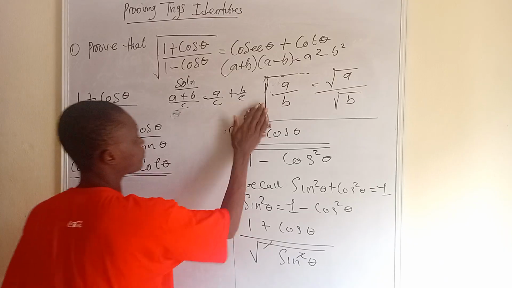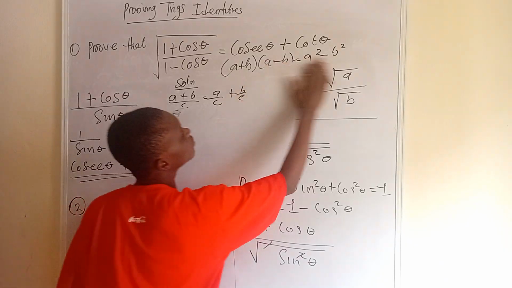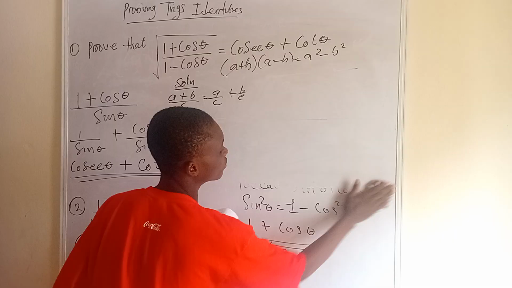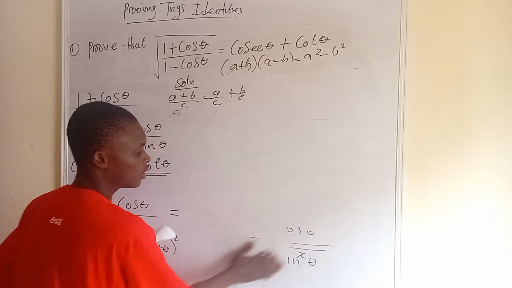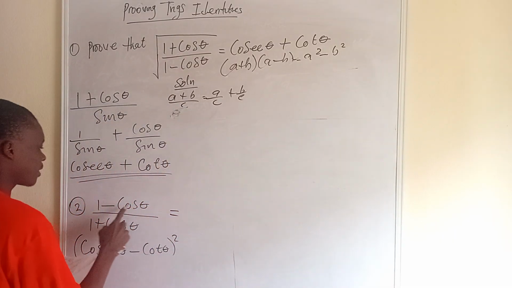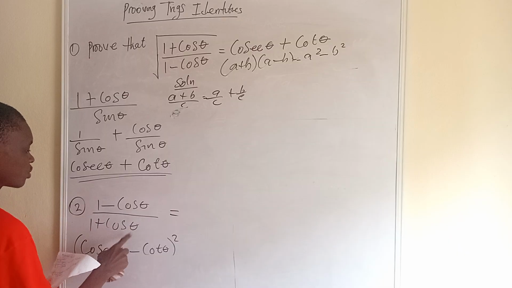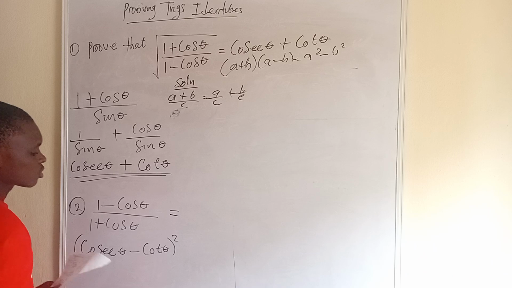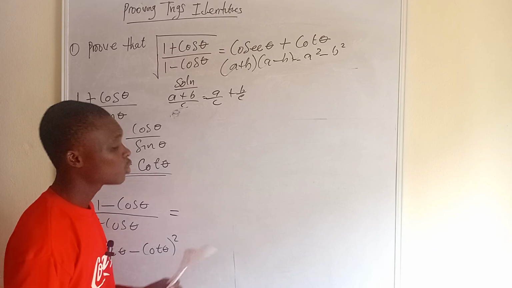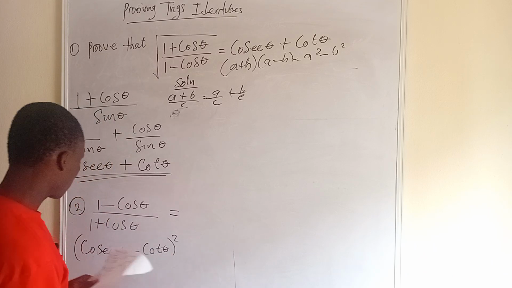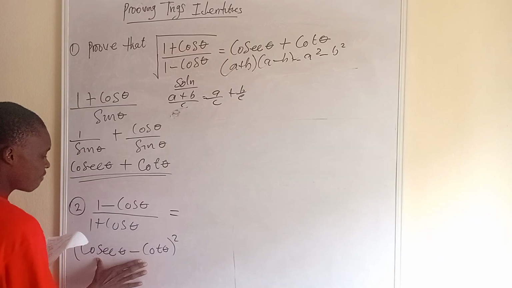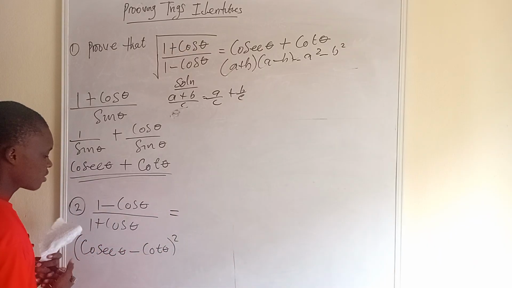All right, so this second, we have to prove that 1 minus cos theta all over 1 plus cos theta equals cosec theta minus cot theta all squared. So how do we start proving this? From here, let's start from the right hand side to prove the left.